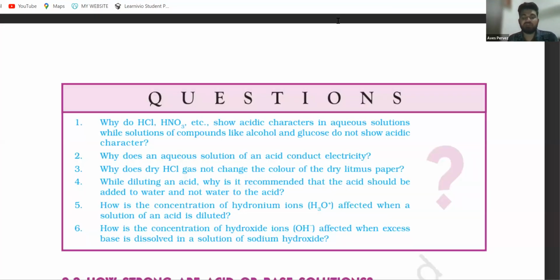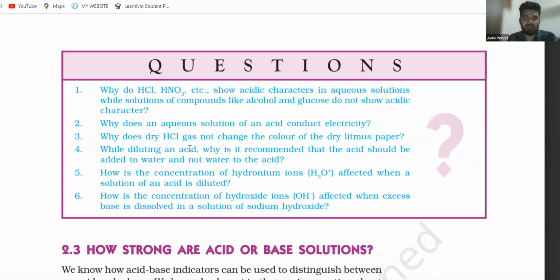How is the concentration of hydronium ion, which is actually H plus ions, affected when the solution of acid is diluted? The question is one. Another one is how is the concentration of hydroxide ion affected when excess of base is dissolved in sodium hydroxide solution? And here we also have other questions. Why is it recommended that acid must be added to water, but not water to acid? We have done this question. And why does dry HCl not change the color of litmus paper?